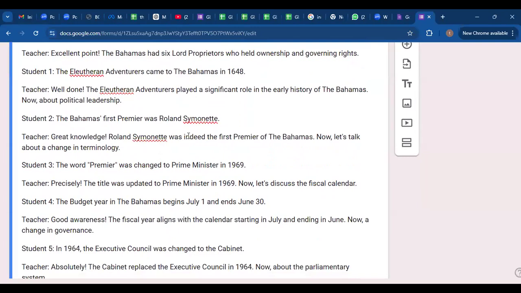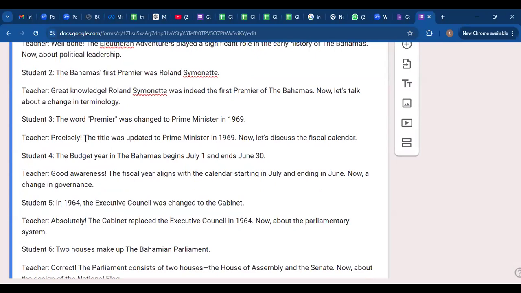Now let's talk about a change in terminology. The word premier was changed to prime minister in 1969. Precisely, the title was updated to prime minister in 1969.